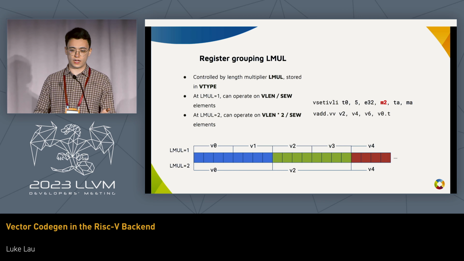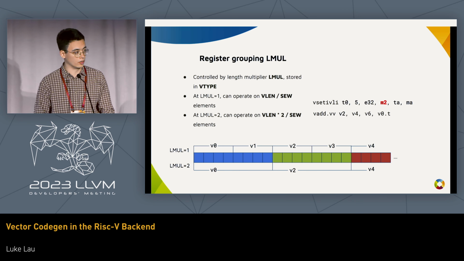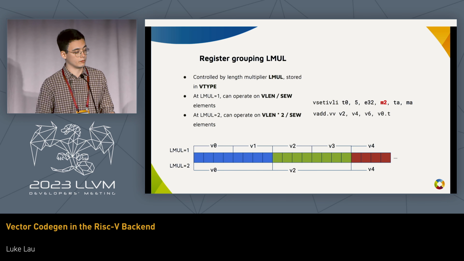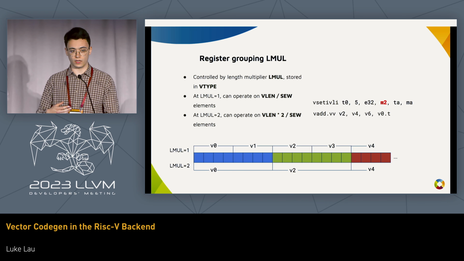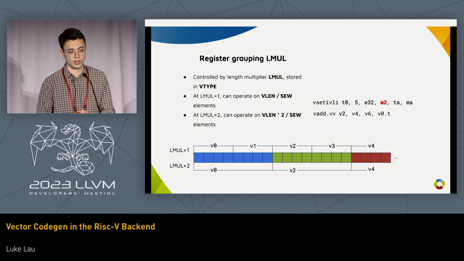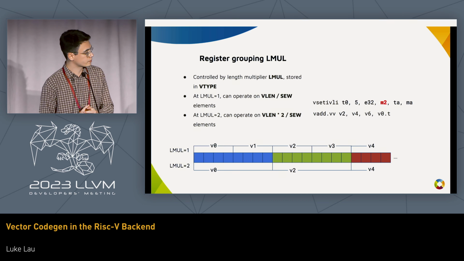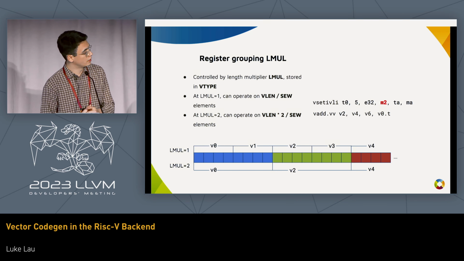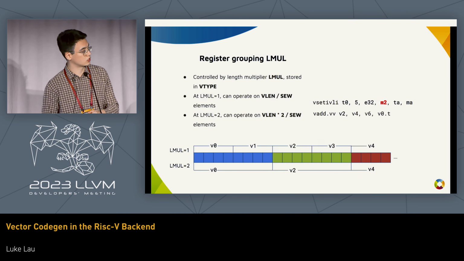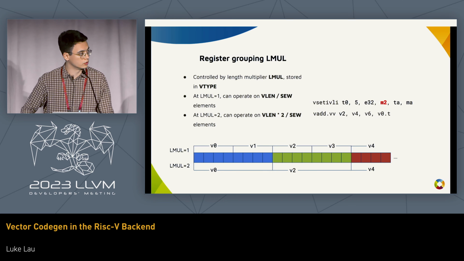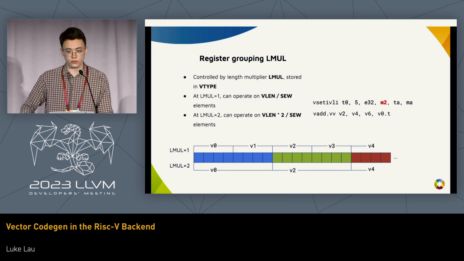But that means we have half the number of vector registers available now, but we have double the size of the vector registers. That means we can either process double the number of elements in a single instruction, or we can operate on an element of double the width, right? So it's very useful for mixed width arithmetic. And it's important to note that this doesn't magically increase throughput. It will take more cycles to process in a single instruction, but it's still a very useful feature to have.